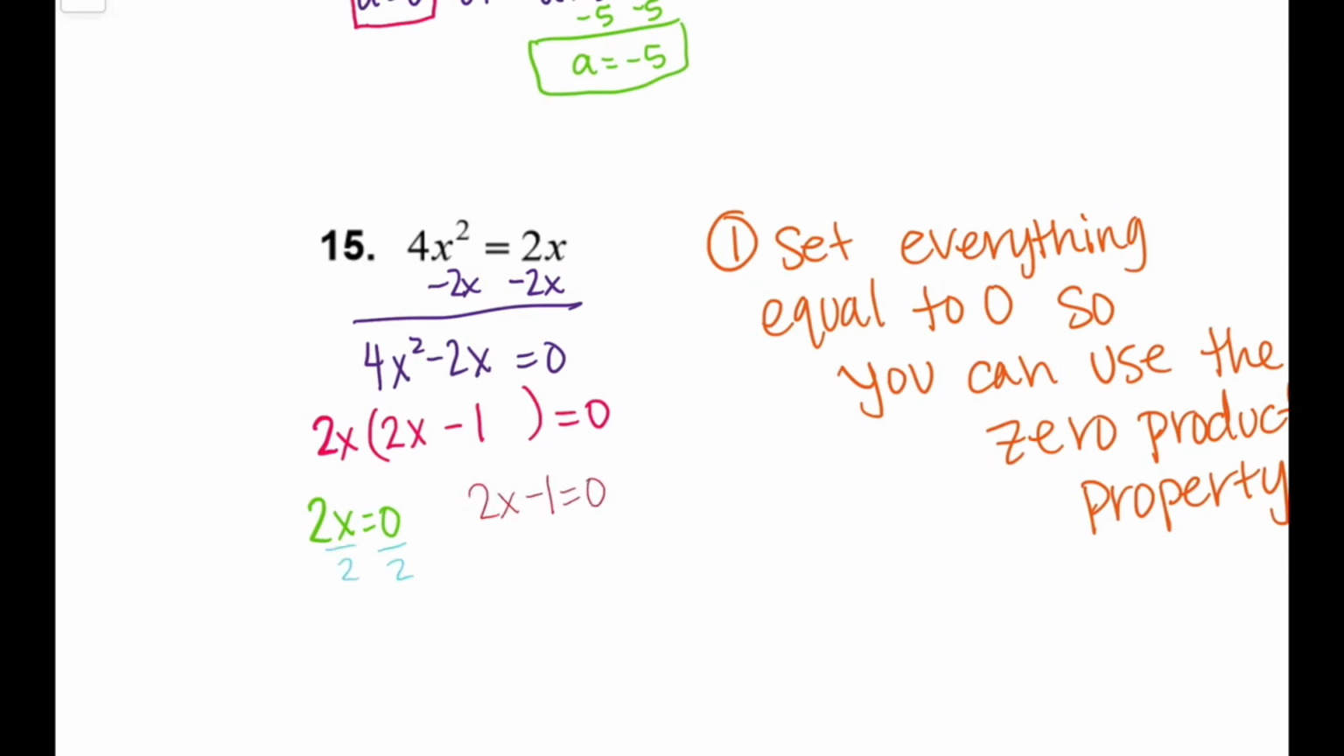We divide both sides by 2, and x will equal 0. On the second equation, we add 1 to both sides of the equal sign. 2x equals 1. Then we divide by 2 on both sides, so x will equal 1/2.